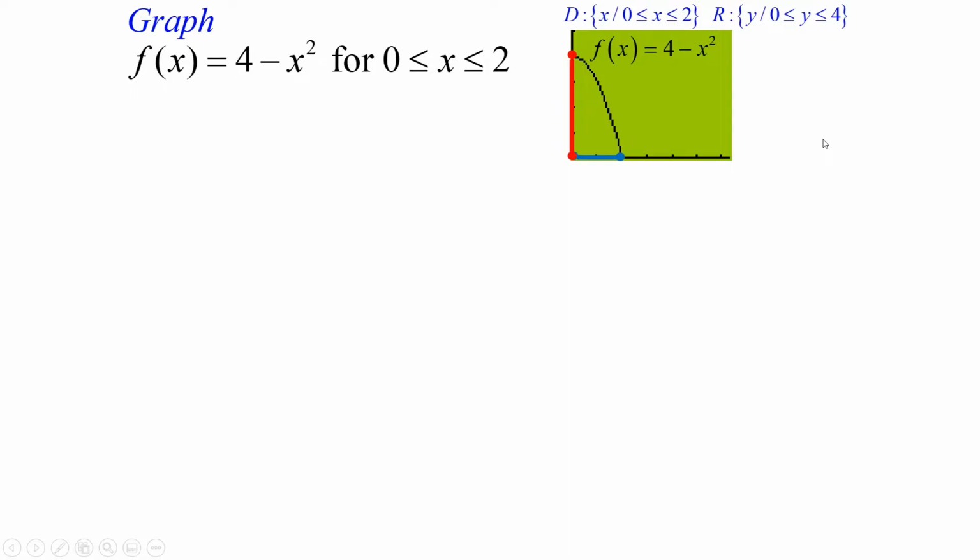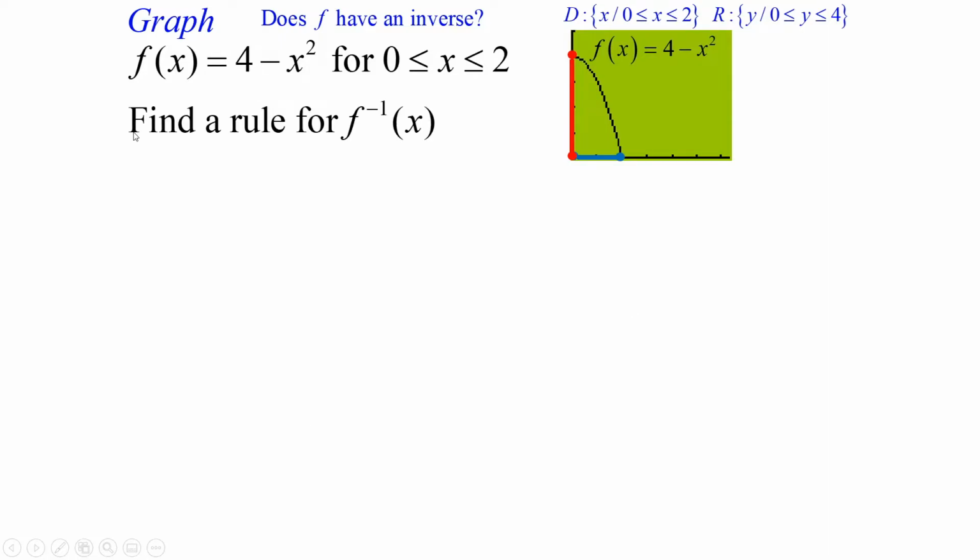Now, we're about to discover something very important about the domain and ranges of inverse functions and how they compare to each other. Let's get excited. So, does f have an inverse? Now, I introduced this, I think, in the very first section of chapter 4, when we talked about functions and then whether or not a function is one-to-one. And a one-to-one function is a function that passes the horizontal line test. Okay, so let's find a rule for f inverse of x if it exists.